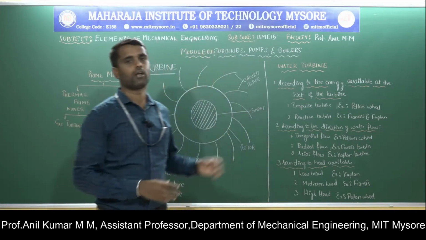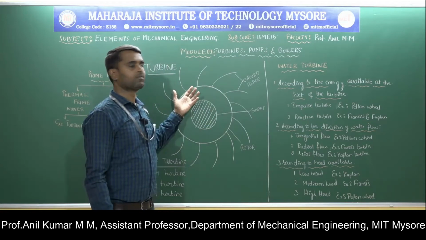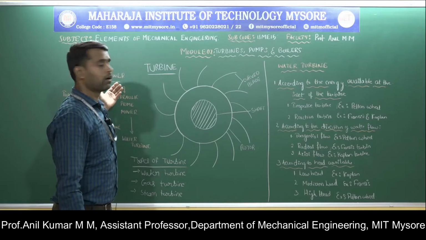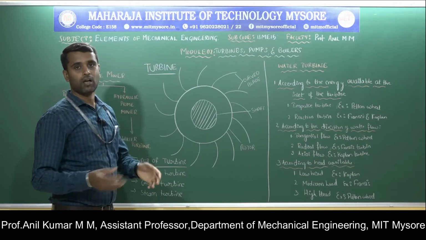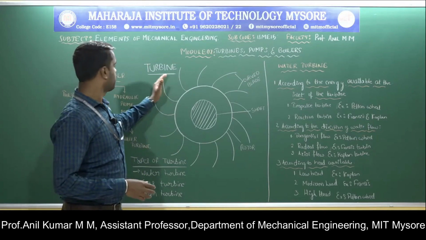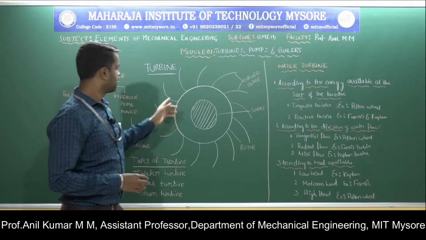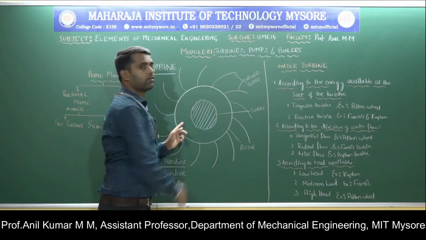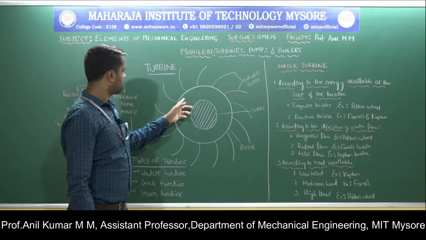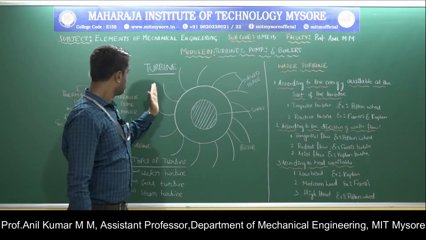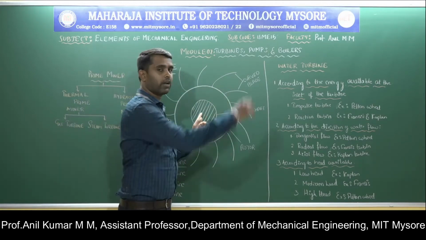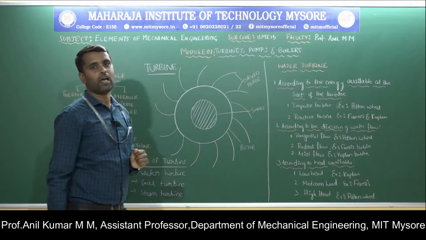Next, coming to the turbine. What do you mean by turbine? A turbine is a prime mover. Examples of prime movers are IC engines and turbines. It consists of a series of curved blades fixed on the circumference of a wheel, and it converts one form of energy into mechanical energy, and that energy can be used to drive the generator and produce electricity.